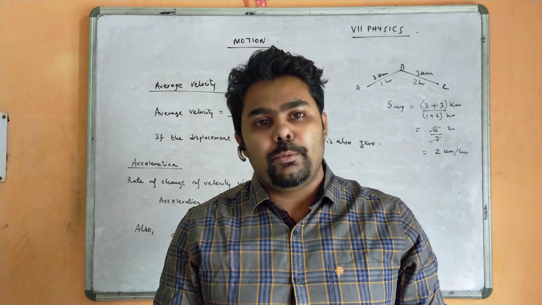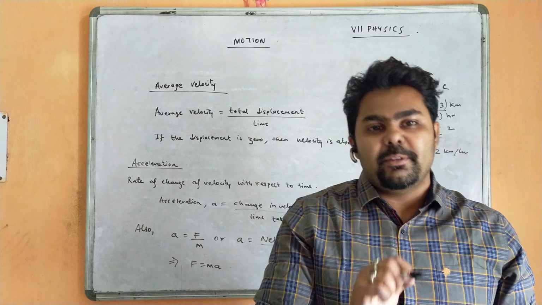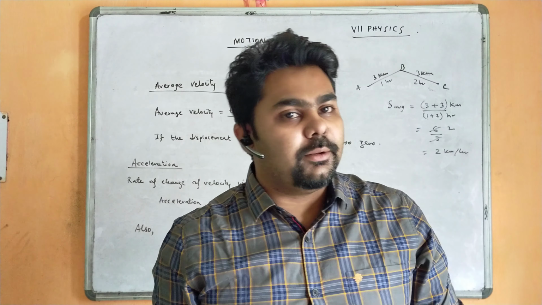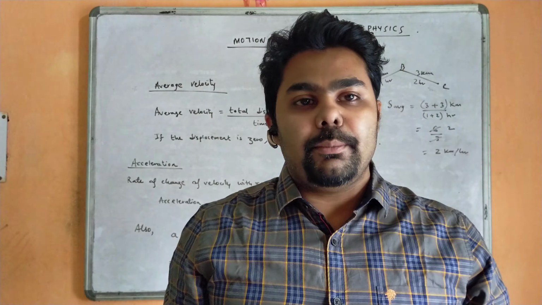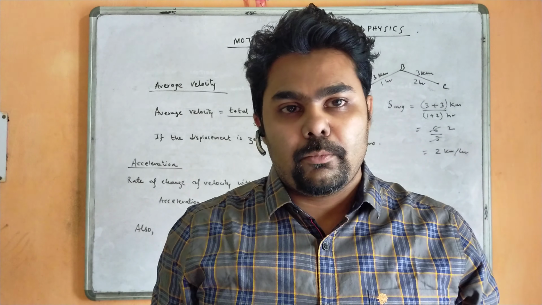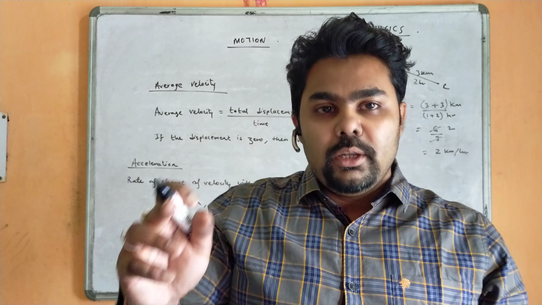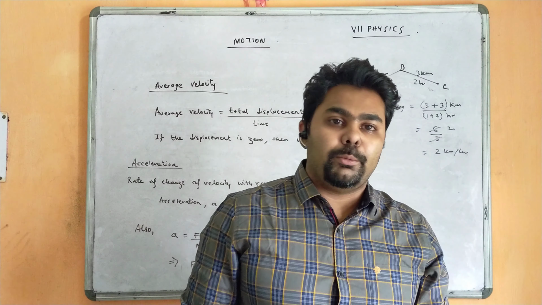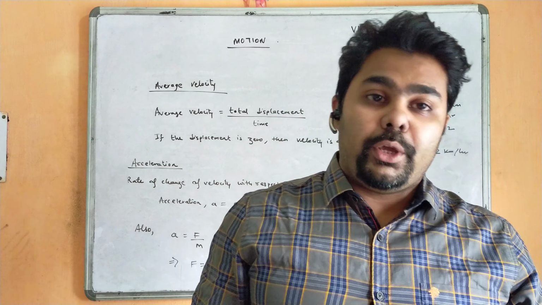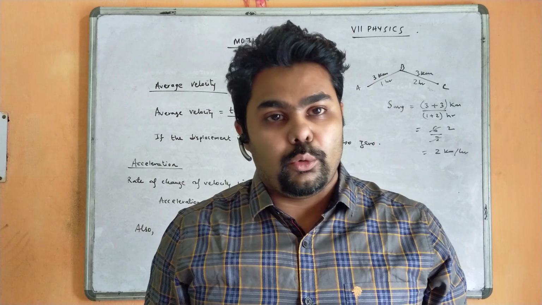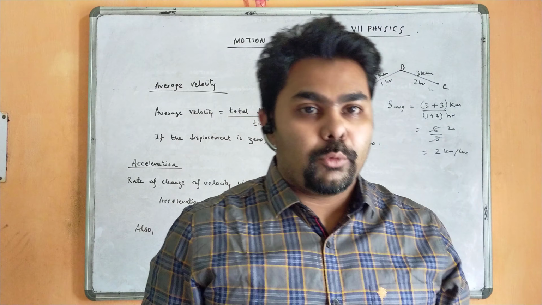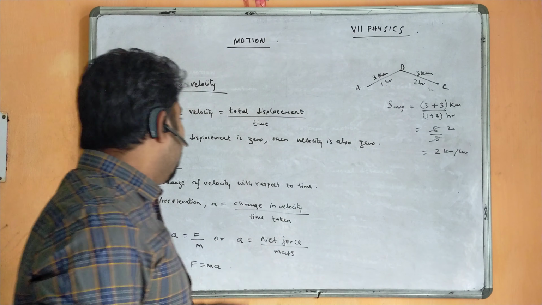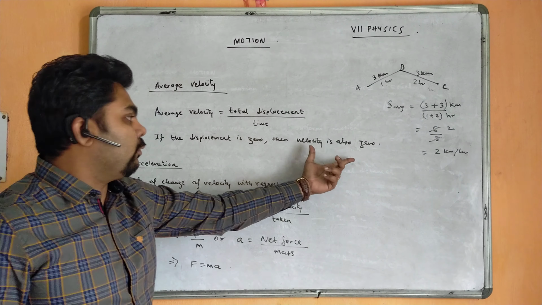Similarly, if an object is moving in a circular path, that means rotating in a circular direction, again and again it will be coming back to its initial position. From where you start, after turning one round, you will come back to your own position. So we consider the displacement to be 0. So here also velocity is 0, but speed is not 0. Keep it in mind, when displacement is 0, velocity is also 0.